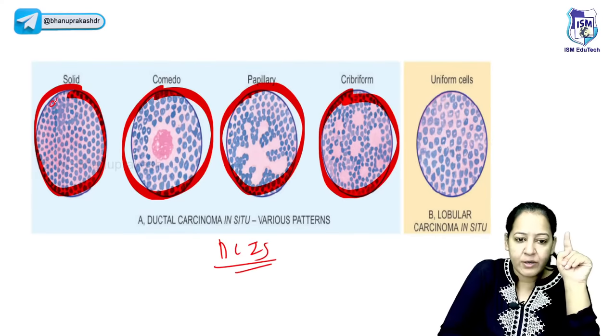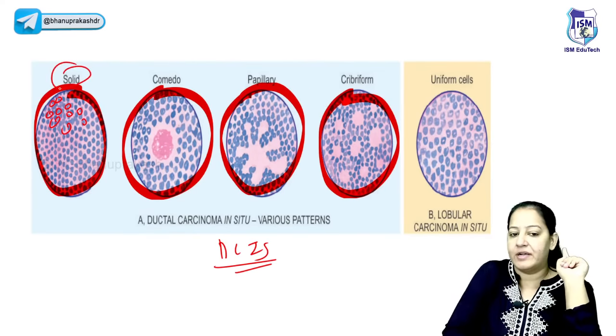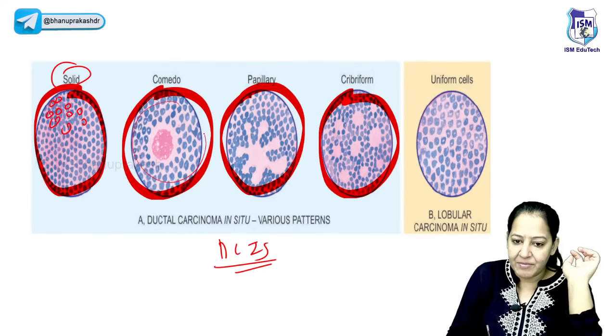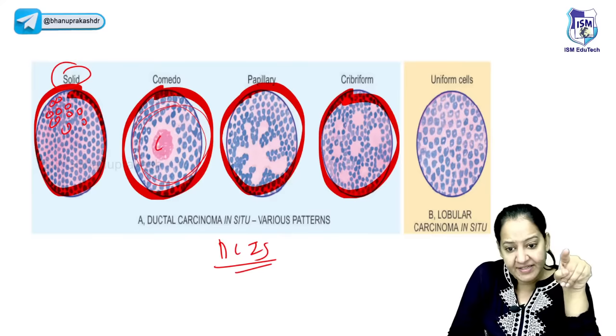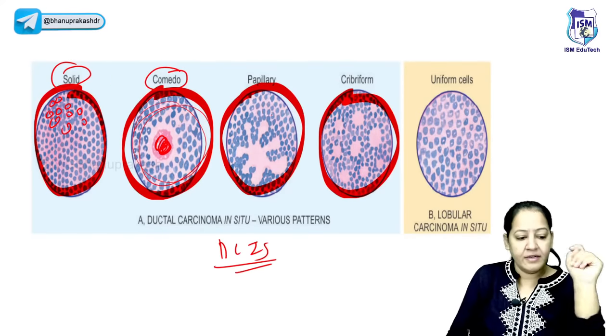Okay, here in the first one, you can see a back-to-back solid compact arrangement. This is known as solid type. In the second type, the tumor cells are present at the periphery, and at the center, there is necrosis. It is known as comedo type.